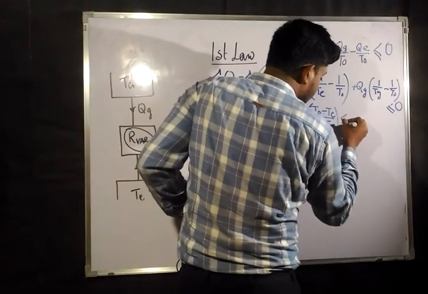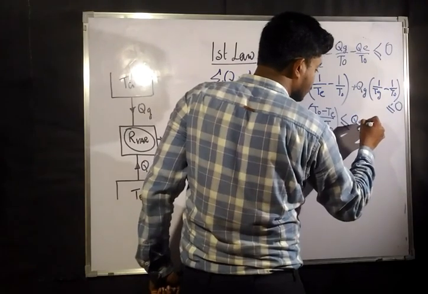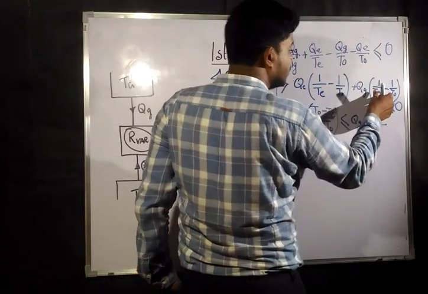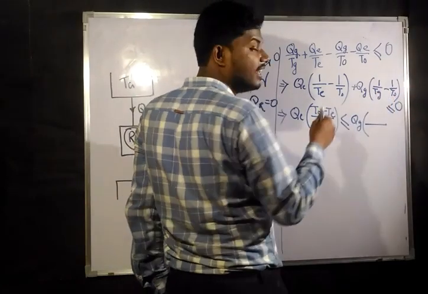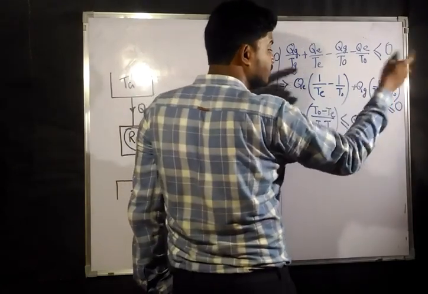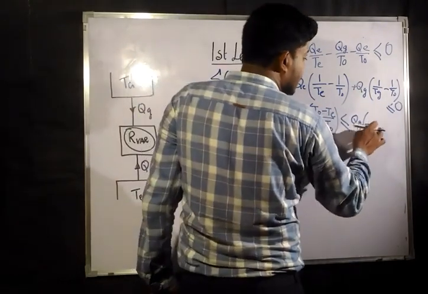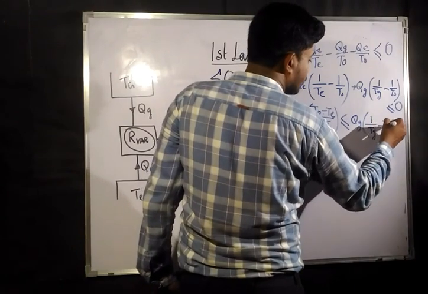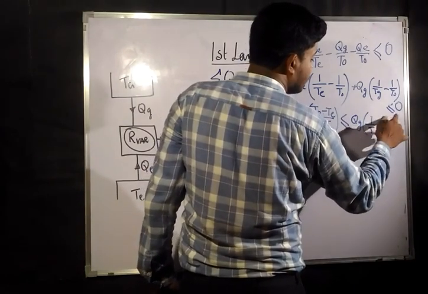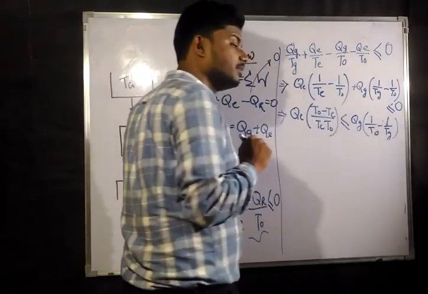Okay, and if you take this part to the right hand side, you are going to get Qg into, now if you are taking this to the right hand side, this thing will interchange, because if you take the positive to the right hand side, it will become negative. Instead of negative, I am interchanging its places. So it would be 1 by Tg minus 1 by T naught minus 1 by Tg. This would be the case.